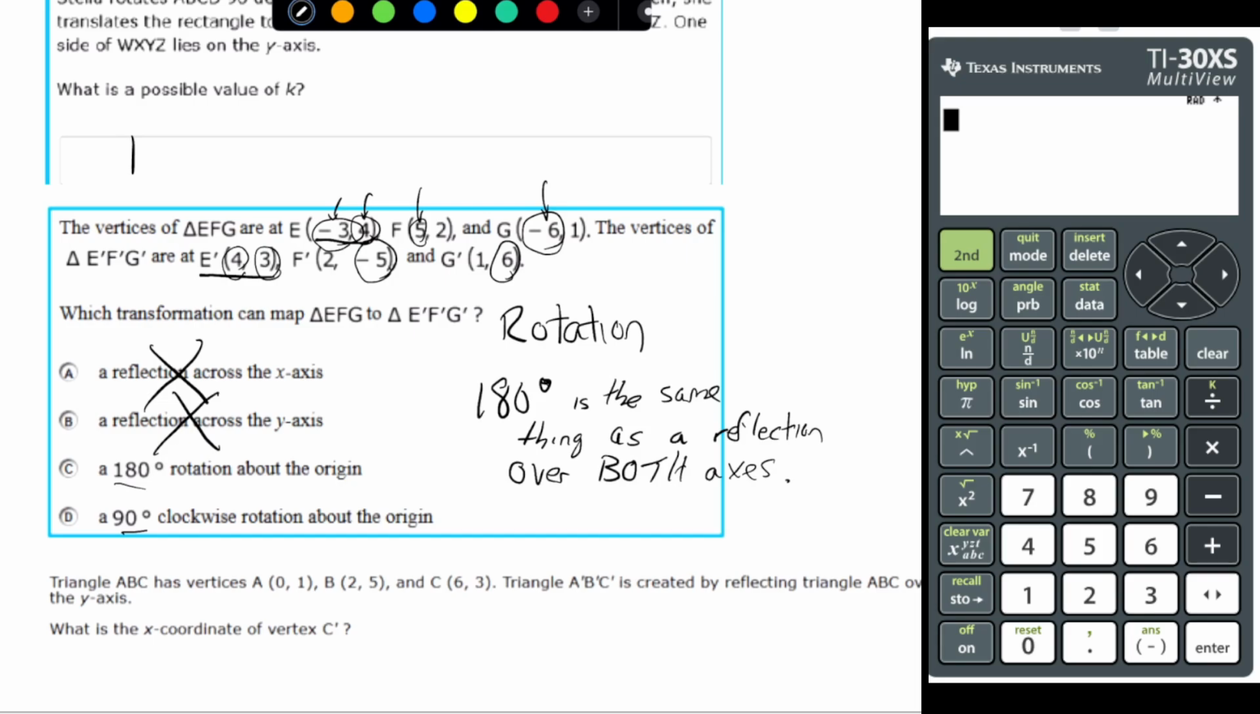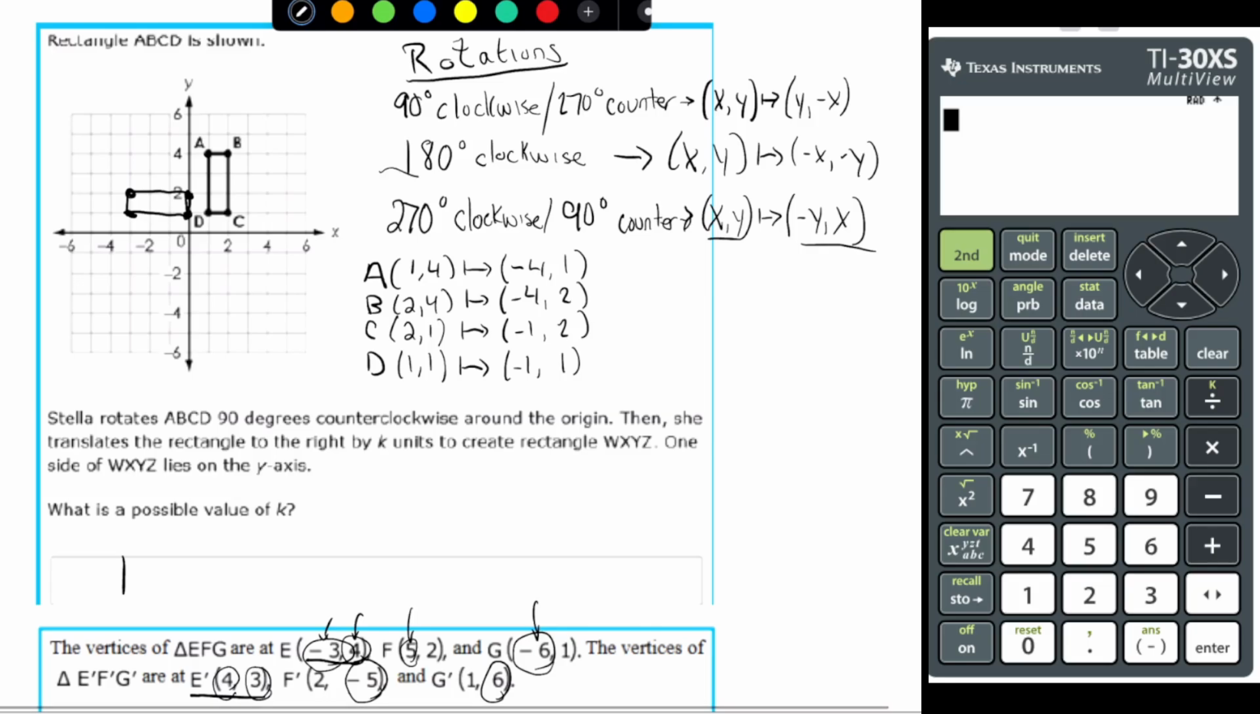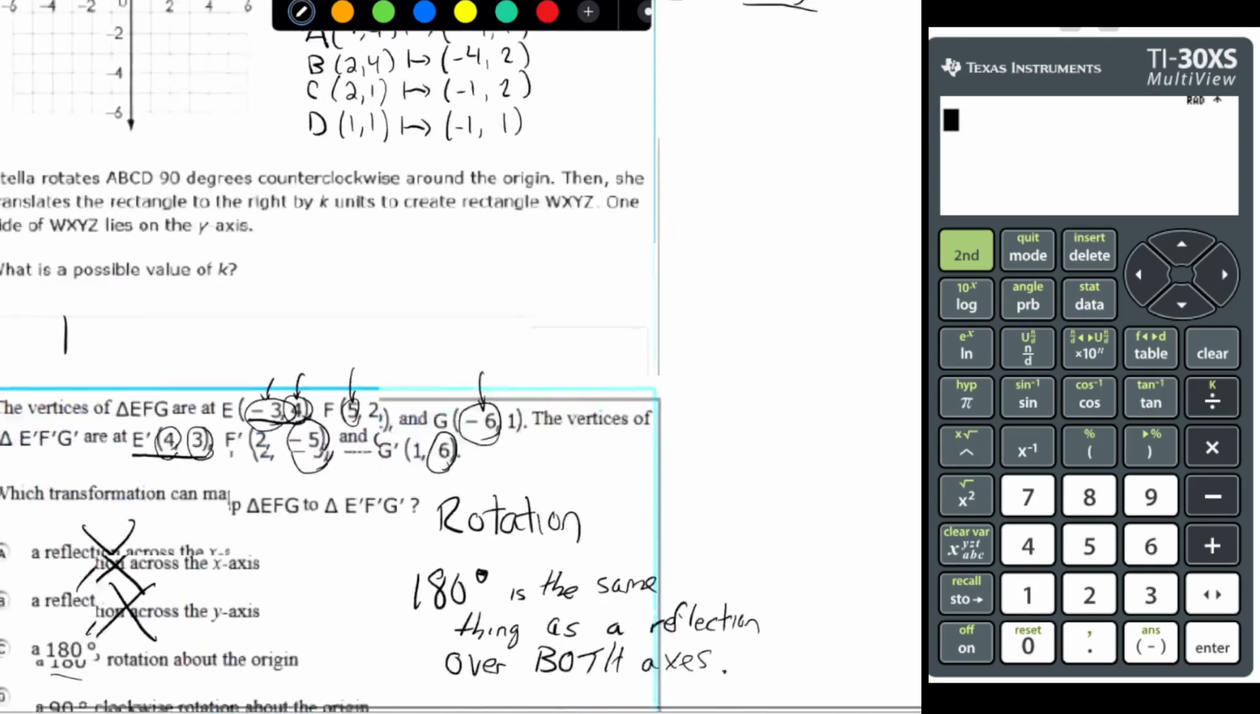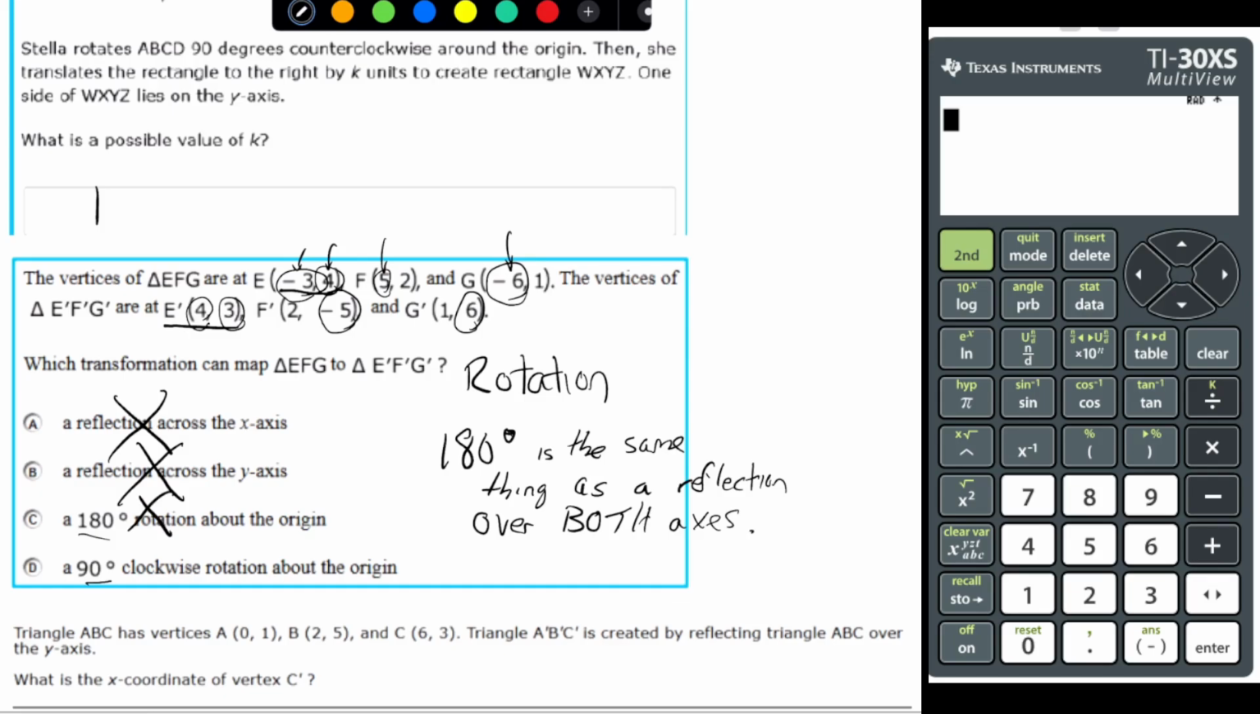XY doesn't change order because you're just doing multiple reflections. If you look up here, 180 degrees clockwise is just XY becomes negative X, negative Y. Okay? So the only option we have left is a 90-degree clockwise rotation around the origin. Do I need to remember what the 90-degree clockwise rotation rule is? No. And honestly, like I said, the rotation rules are the hardest ones to remember. Do I need to know it for this question? No. I just know that it can't be reflections. And with that knowledge, I can get this.